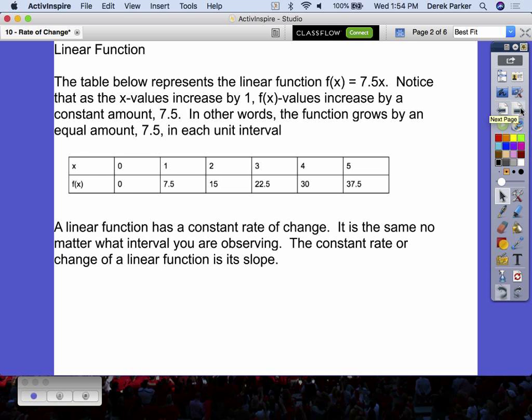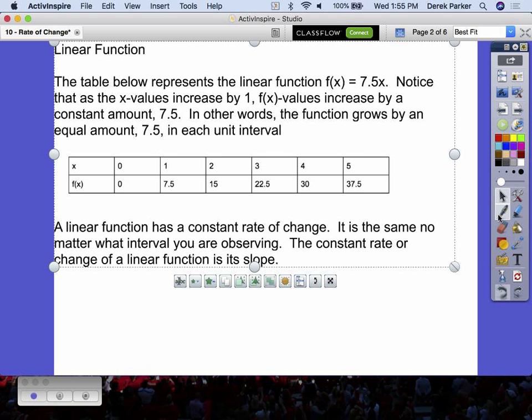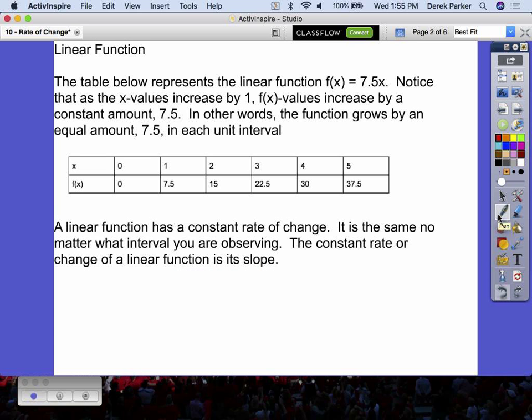The table below represents the linear function f of x equals 7.5x. Notice that as the x values increase by 1, f of x values increase by a constant amount, 7.5. In other words, the function grows by an equal amount, 7.5, in each interval. A linear function has a constant rate of change, meaning it's constantly staying the same. It is the same no matter what interval you are observing.